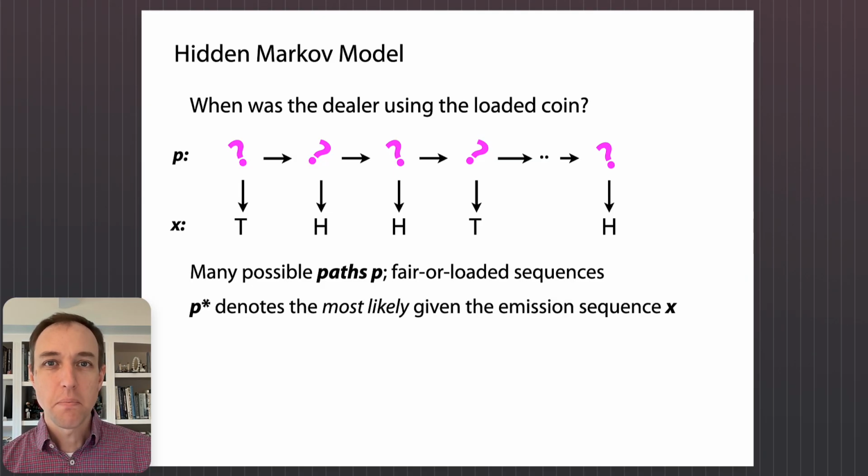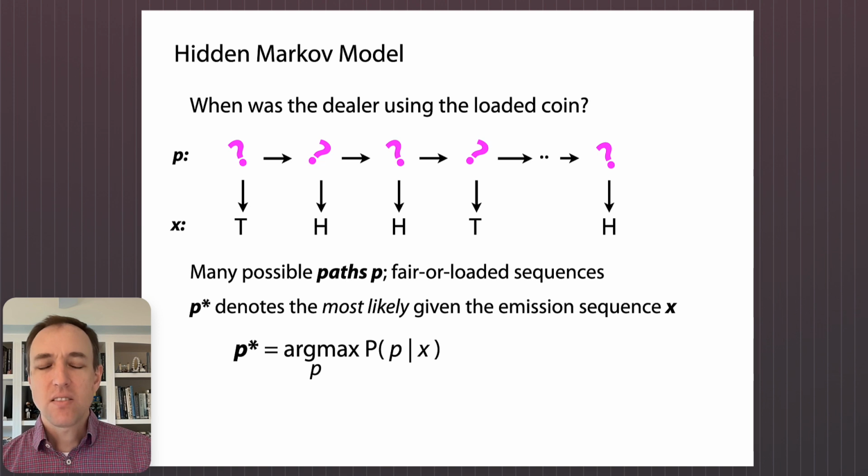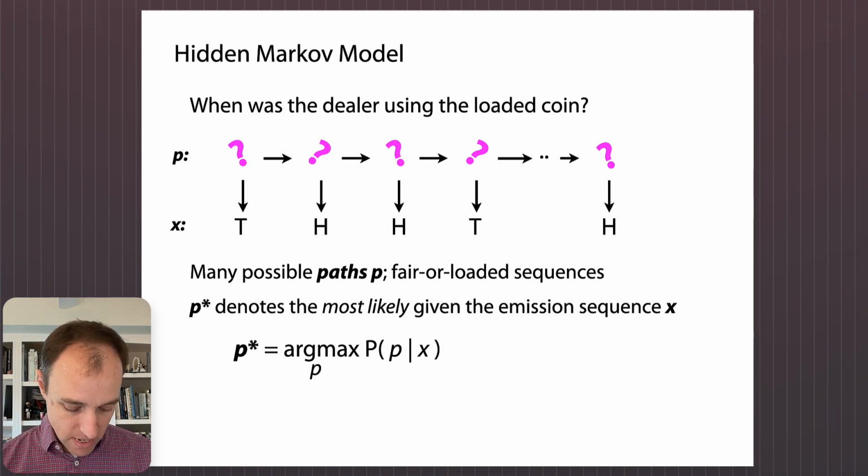We care about the one that maximizes the probability, which is the most likely. And so we use P star to denote this special path, the one that is the most likely, given the emission sequence. And one way to define the problem we're trying to solve is like this. P star equals the argmax over all possible choices of path P of the probability of P given X.